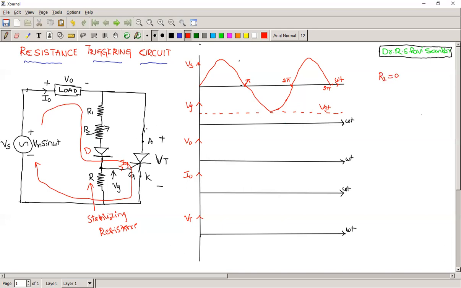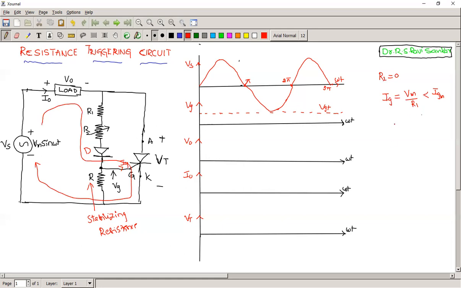When R2 is 0, the expression for the gate current is IG equal to Vm by R1. Because we made R2 zero, the voltage drop across the diode is also zero. This gate current should be less than the maximum value of gate current, which is given by the manufacturer.